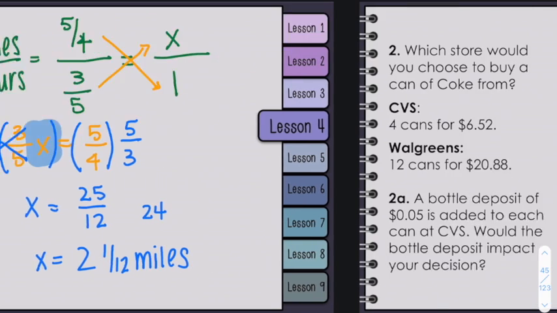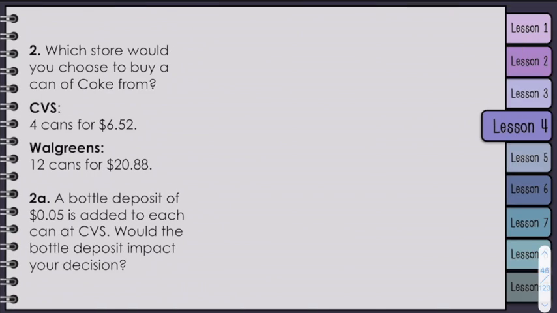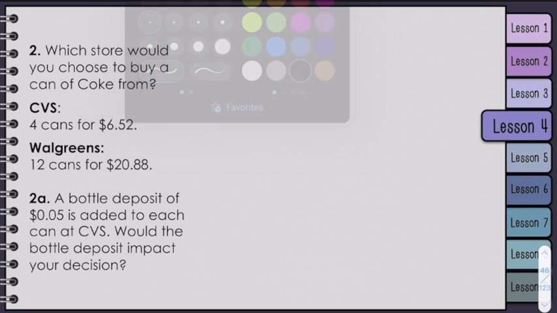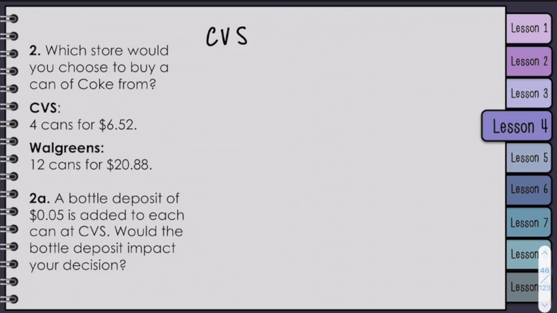All right, let's try number 2. So number 2 is a two-parter, so let's try the first section. Which store would you choose to buy a can of Coke from? So here we want to figure out what that unit rate is, so then we can make that comparison. So we have 2 stores. We have CVS, and then we have Walgreens.